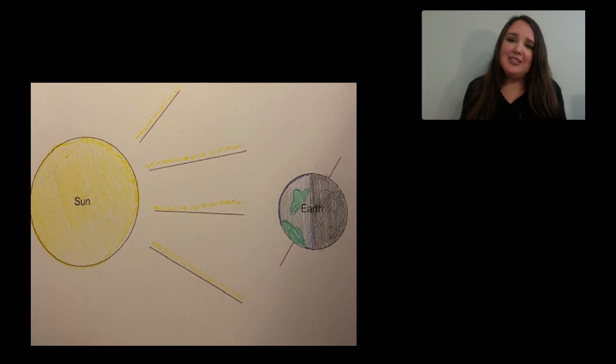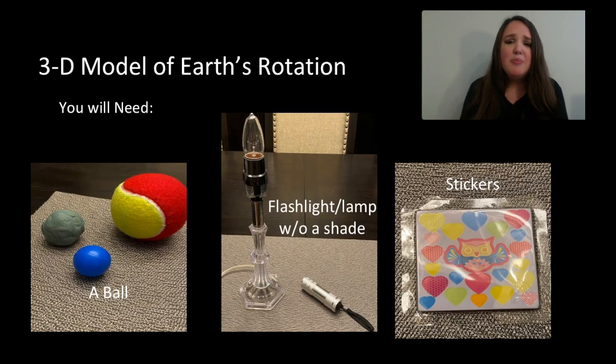But until that's a possibility, there are other ways that we can communicate how the Earth rotates around itself to show day and night. And you can actually complete this in an activity with a few simple objects from your house. Let's take a look. You can make a three-dimensional model of the Earth's rotation. All you need to complete this is a ball, tennis balls will work, a ping pong ball, even a piece of Play-Doh that you roll into a ball can count as the Earth.